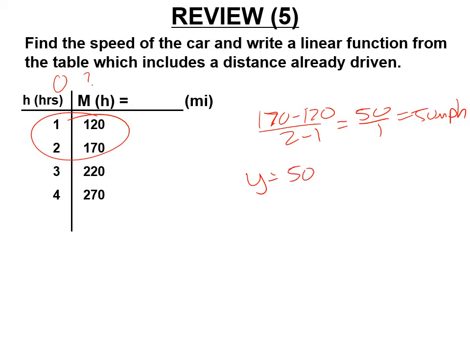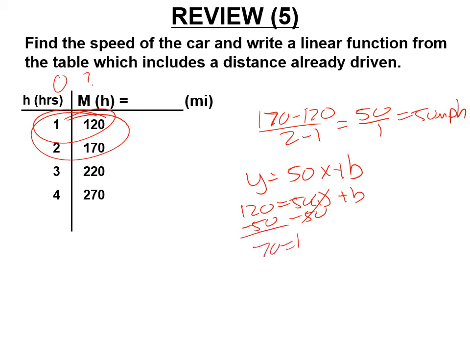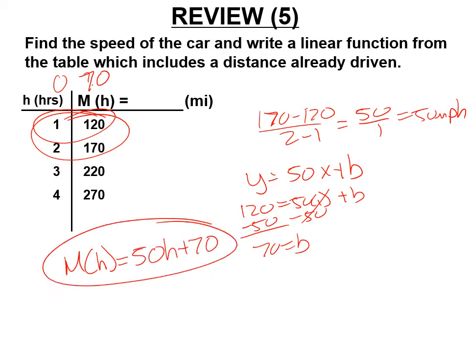Y equals 50x plus b. We take any one of those. I'm going to do the first one. Why not? Then we subtract 50 from both sides. 120 minus 50 is 70. The y-intercept is 0, 70. So they were at 70 miles when they started, right? And then we're going 50 miles per hour. So what's the equation? M of h, miles is a function of hours. The speed is 50, so 50h, and we started at 70 miles already. M of h equals 50h plus 70.